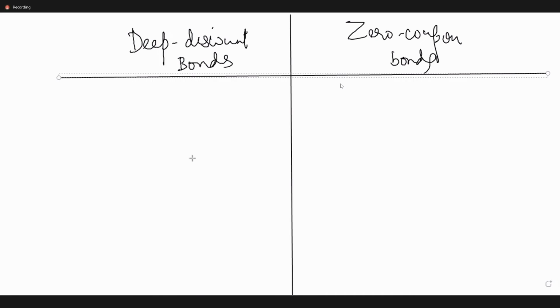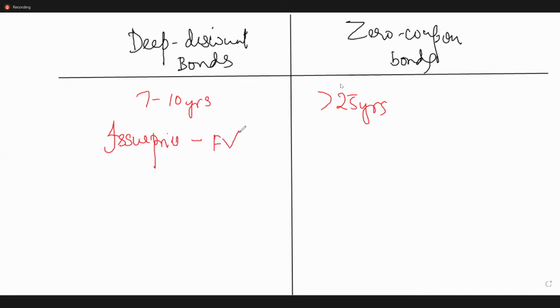Okay. So what is the difference between deep discount bonds and zero coupon bonds? Usually deep discount bonds have a period of 7 to 10 years, whereas zero coupon bonds have a period of 25 years plus. Here it is issued at discount to, for example, your issue price minus your face value will be your interest. I mean your future value. Over here, they don't give interest at all because zero coupon, no interest at all.